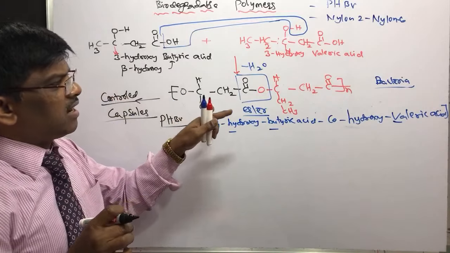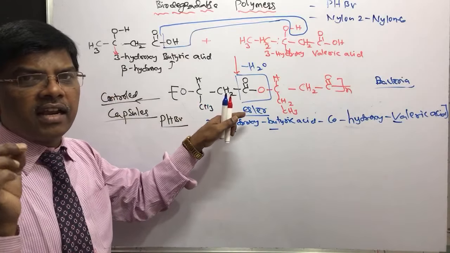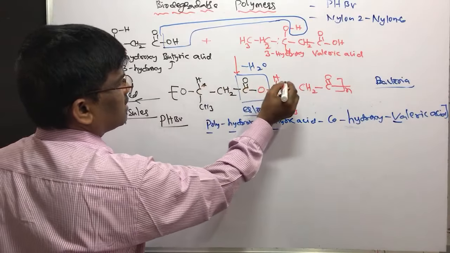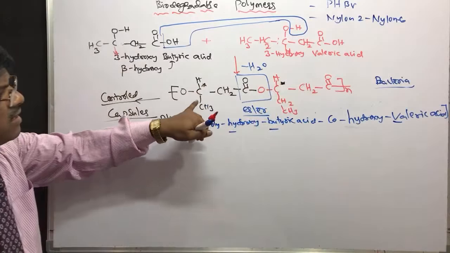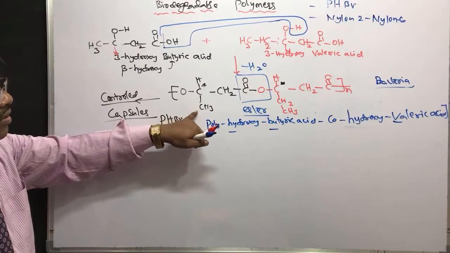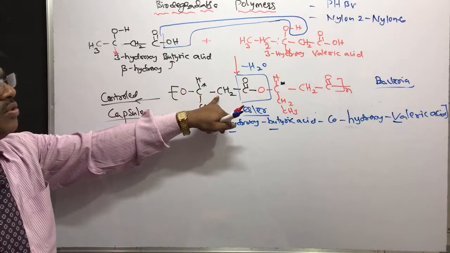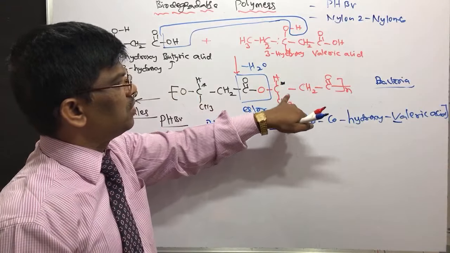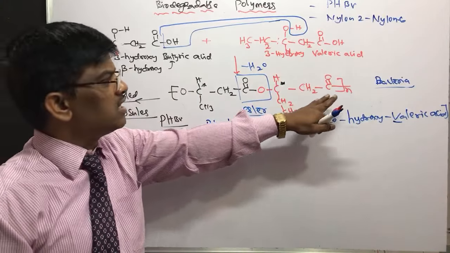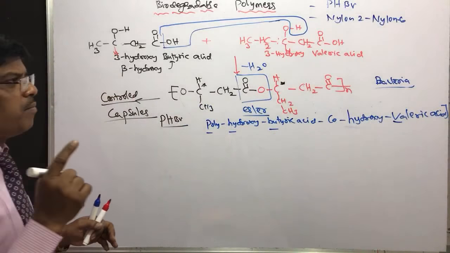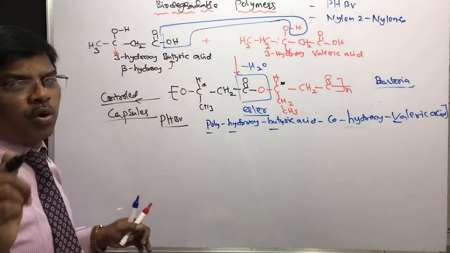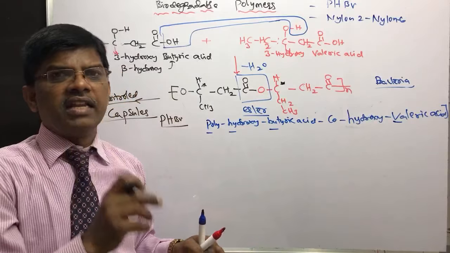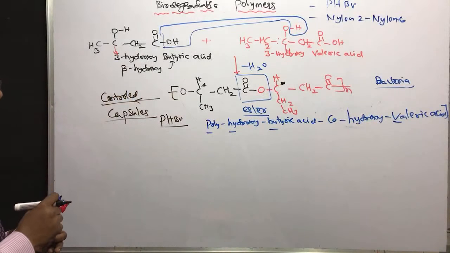So PHBV is a chiral center containing polymer. This is a chiral center. This is also a chiral center, isn't it? This carbon is attached to methyl, hydrogen, oxygen, and CH2. This is also oxygen, H, and CH2, and this is CH2. This is different. So it is very important, students. The product and starting material both are compounds having a chiral center. It was asked in 2020 itself.